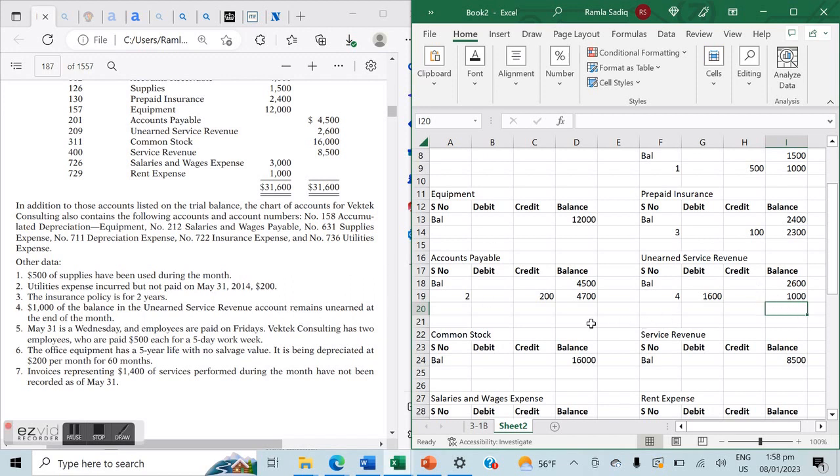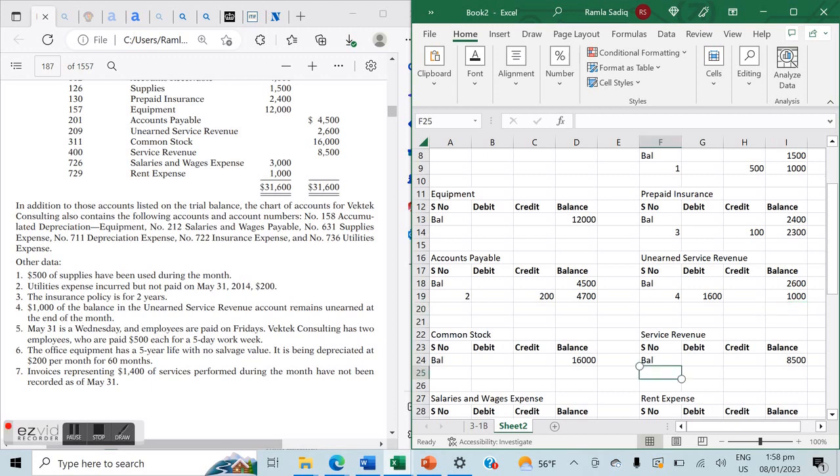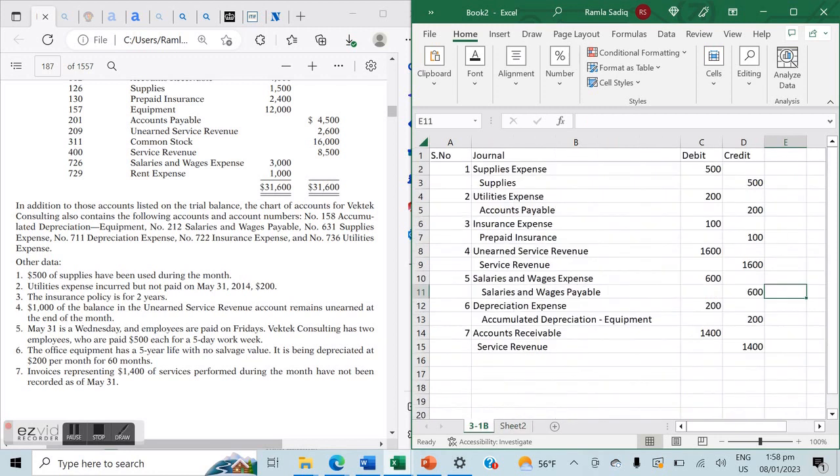So once again, number 4 says unearned service revenue debit by $1,600 and service revenue to be credited by $1,600, and this is entry number 4. So credit that by $1,600. So $8,500 plus $1,600 will give us $10,600. Sorry, $10,100. There we go. $10,100 is the sum of the balance in our service revenue.